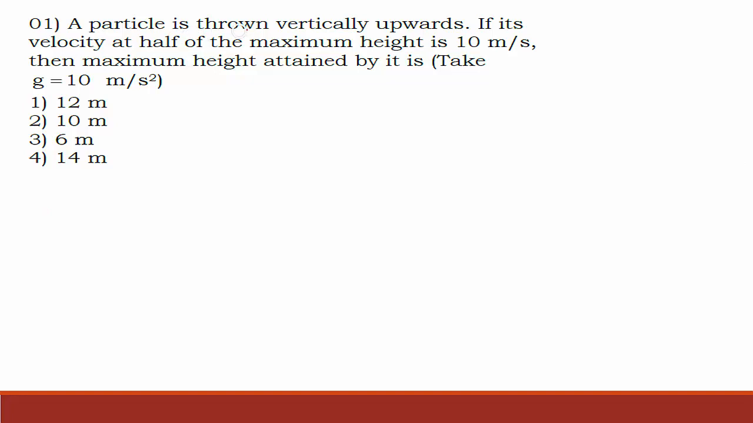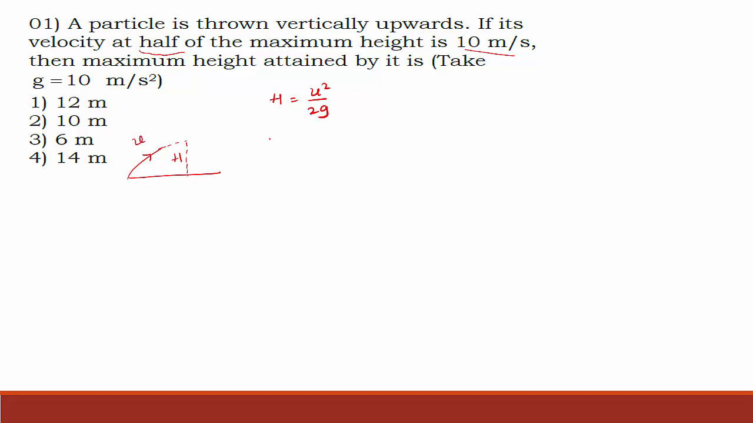A particle is thrown vertically upwards. If its velocity at half of the maximum height is given as 10 meter per second, then the maximum height attained by it is. We have to find the maximum height attained by the particle. The value of g is given. Let us consider the particle is thrown initially with velocity u, and when it attains the maximum height, let us take the maximum height as h. We know the equation h equal to u square divided by 2g. This is the maximum height attained by the particle.